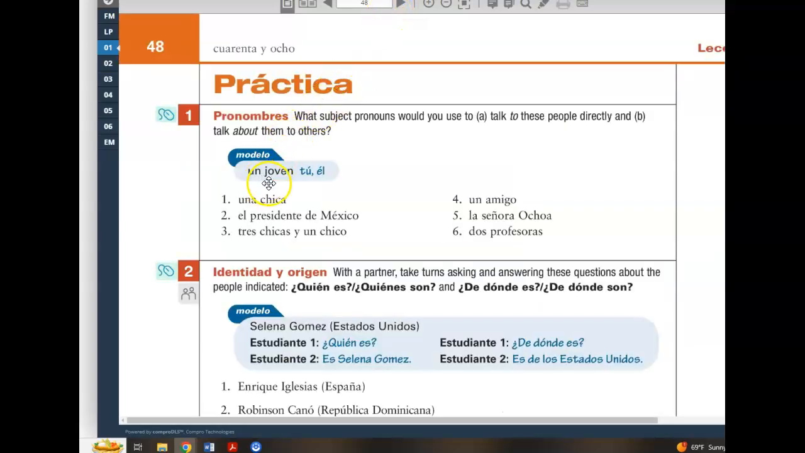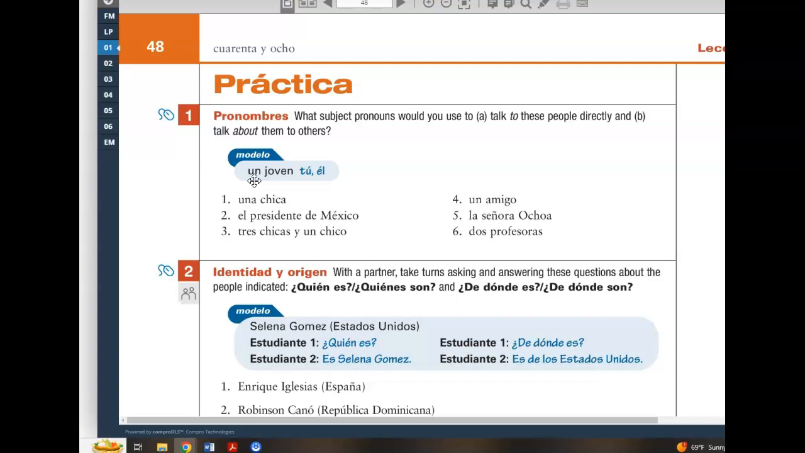So if we do the example, un joven is a young person, teenager. Un joven, if you were to talk to them, you would say tú. And if you were to talk about them, tú, because you can be casual, right? And él, because you're talking about them in the third person singular. Masculine, right? Un joven. Un is a masculine indefinite article.